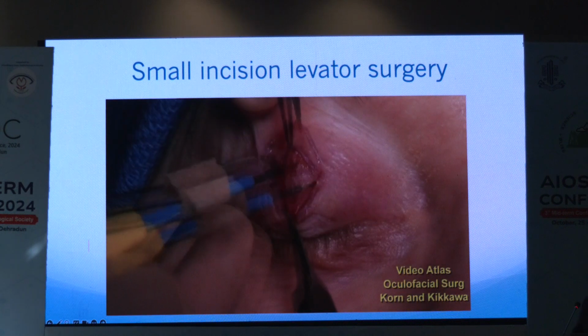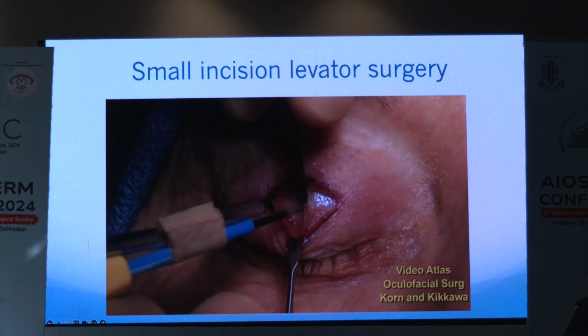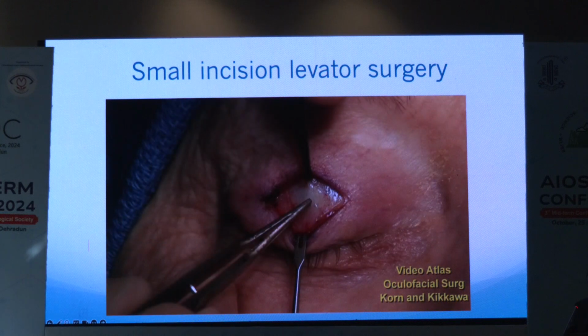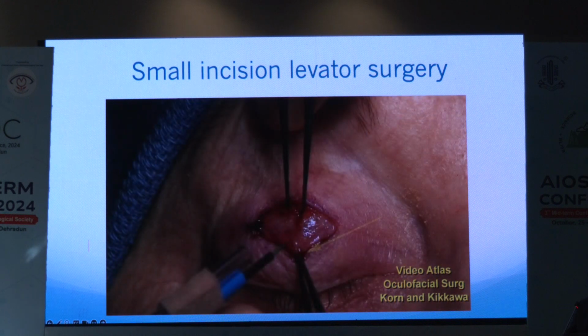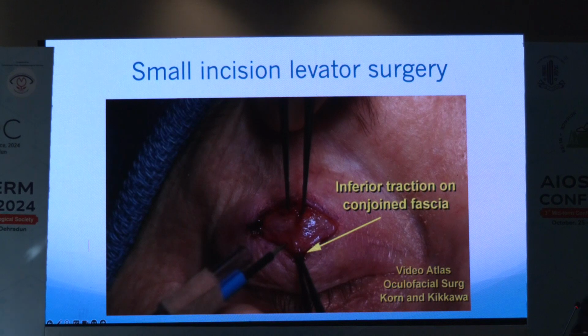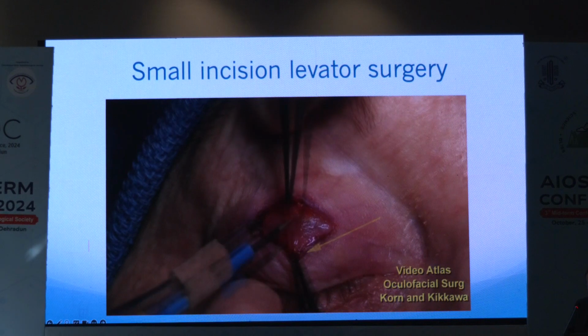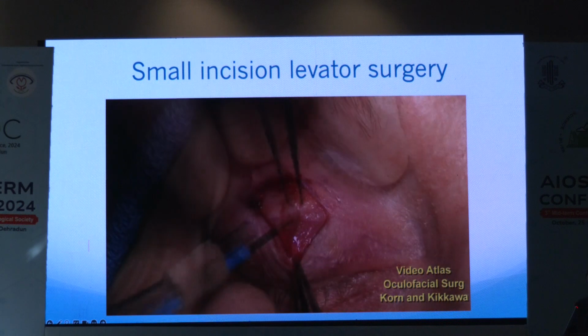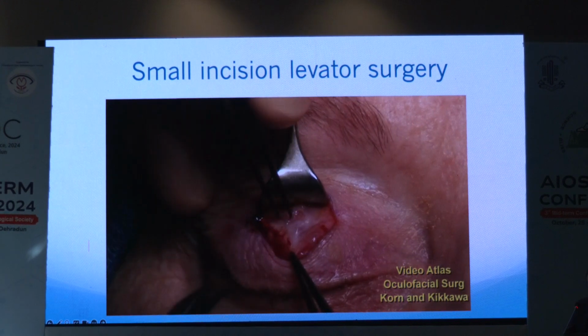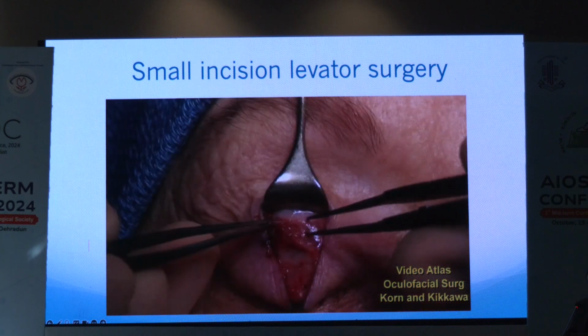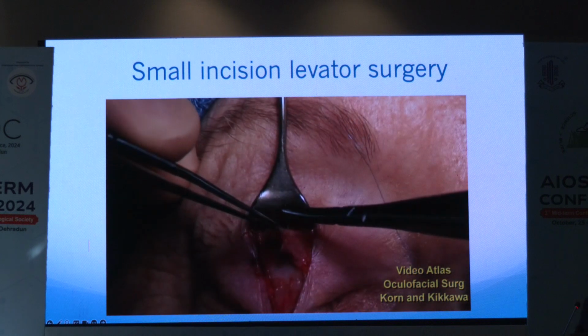We use the monopolar cautery, which is good for hemostasis as well as dissection. This is exposure of the upper tarsal border, and then that's the grasping of the conjoined tendon where the levator and septum fuse. We open up that central pocket, and then you can see the edge of the levator aponeurosis. Once this is identified, we can actually place a central suture to advance that.